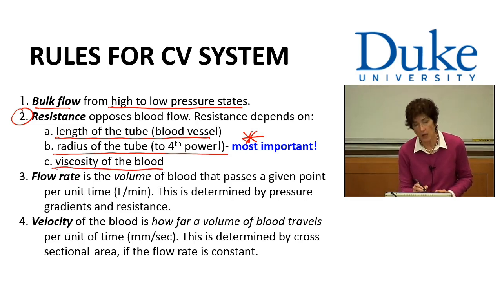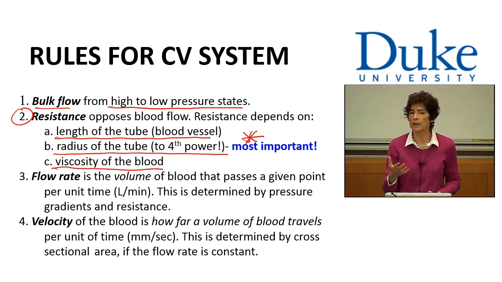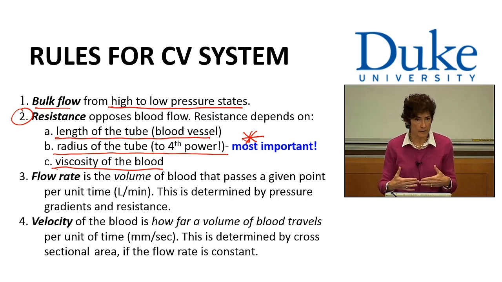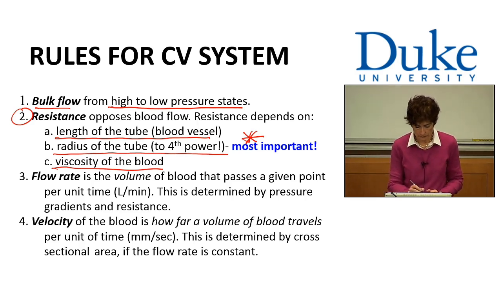And then the viscosity of the blood. As you know, if you do blood doping, you can increase the viscosity of the blood. If you have dehydration, then the loss of volume from the vasculature can increase the viscosity of the blood. But these are unusual circumstances. And under normal circumstances, the viscosity of the blood is not a factor.